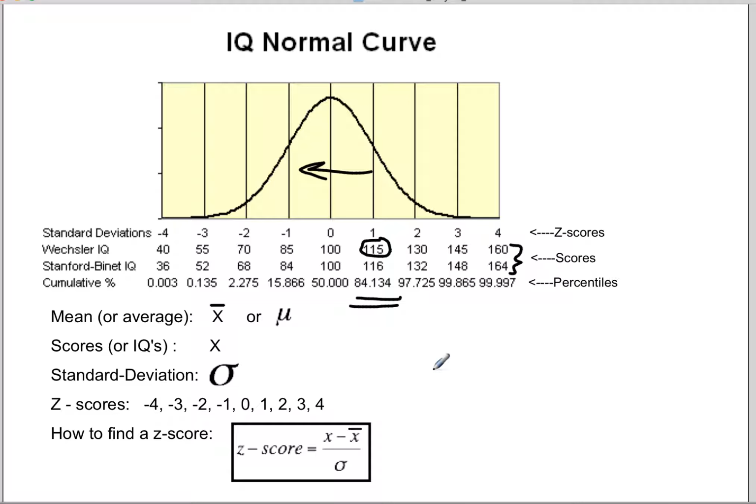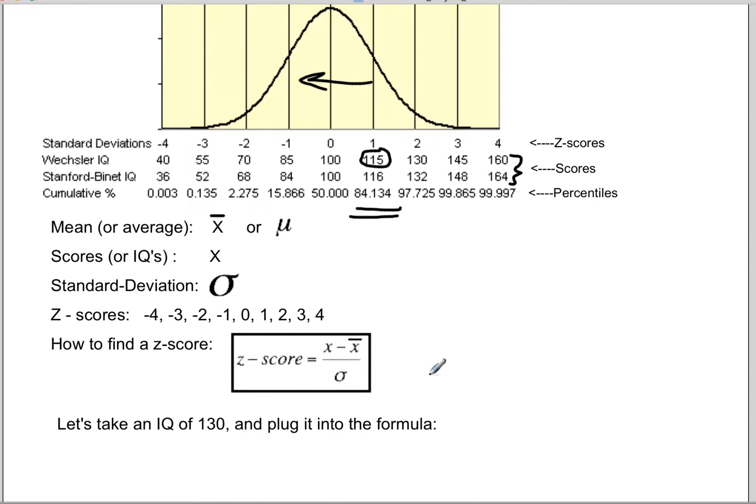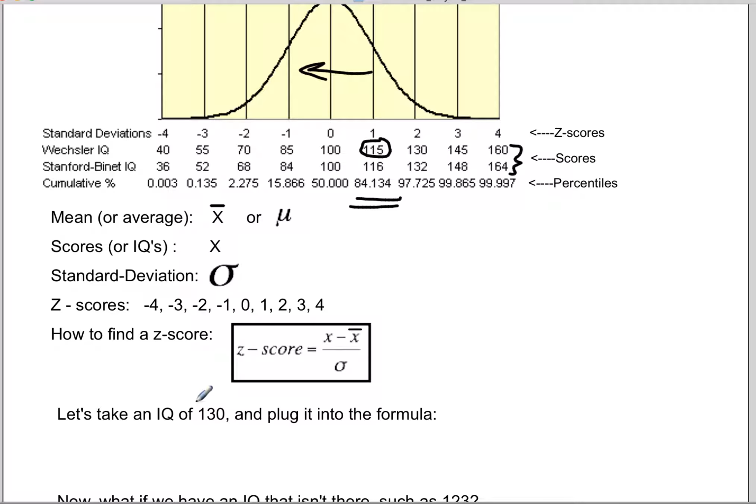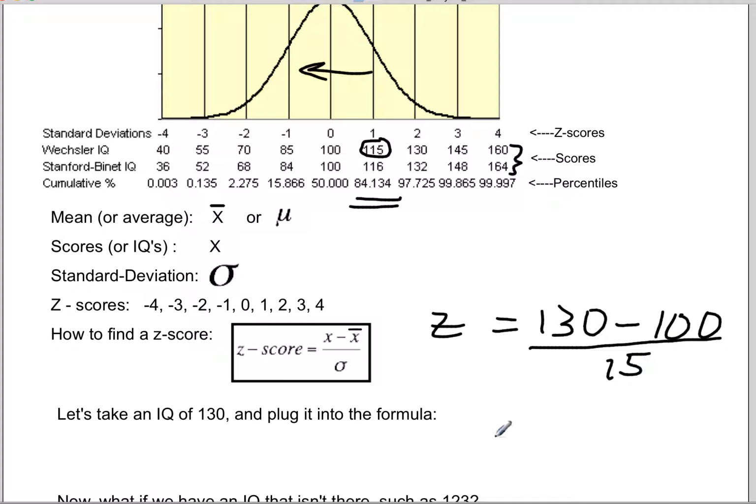How do you find a z-score? Here's a formula. So let's try putting in 130. To find the z-score, we have 130 is our score, and the mean is 100, and our standard deviation is 15. 130 take away 100 is 30, divided by 15, and there is your z-score right there. 130 has a z-score of 2.